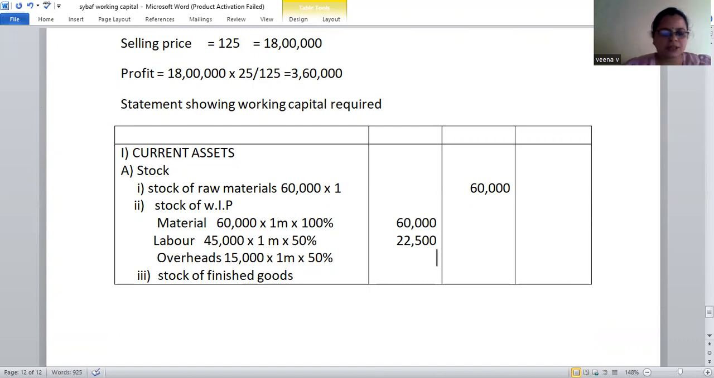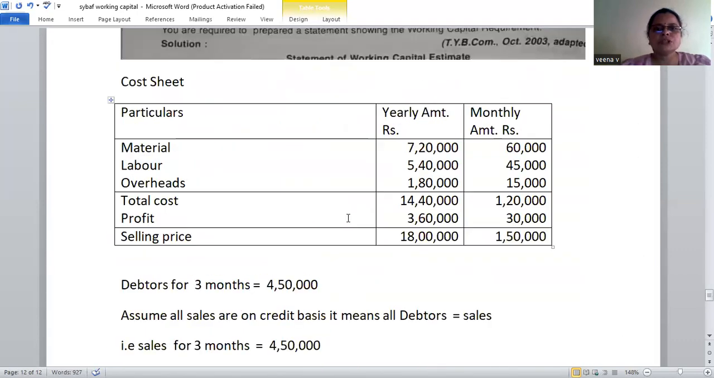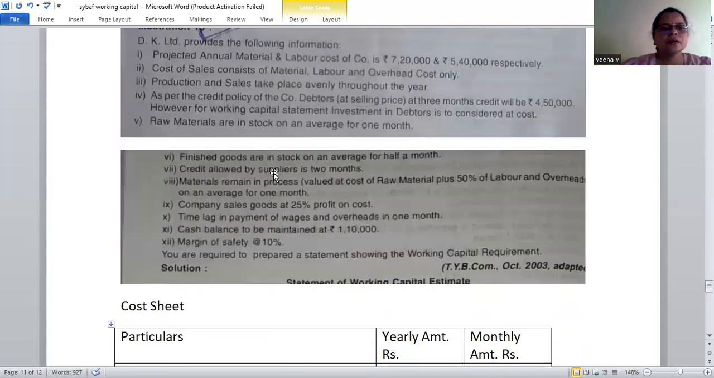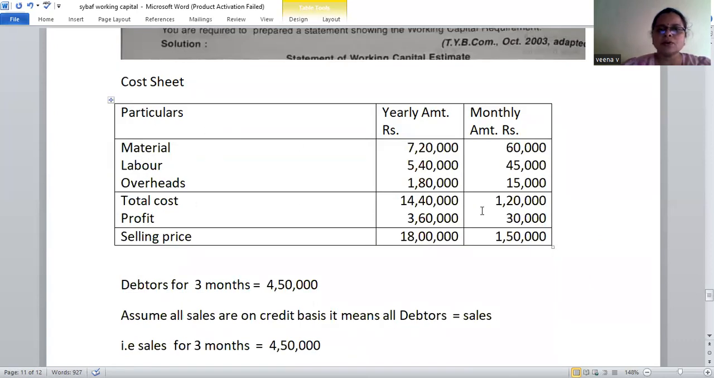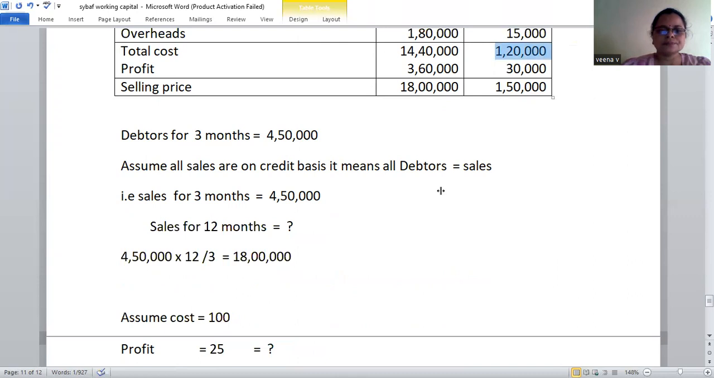Now make the total of these 3. We have to write it in the second column. That will be your total WIP. So 60,000 plus 22,500 plus 7,500, so our total WIP stock will be 90,000. Now about stock of finished goods. What they have mentioned, finished goods are in stock on an average for half month. So finished goods is calculated on total cost. Finished goods for 1 month is given, that is 1,20,000.